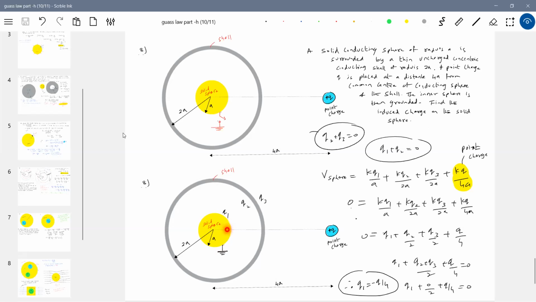To make potential 0, what happens? The charge has come here. So with electrostatic shielding, you have to be a little bit alert. You can't just bring it blindly everywhere. Here, because of earthing, because potential must be 0, for that purpose some charge has to be induced on the solid sphere.